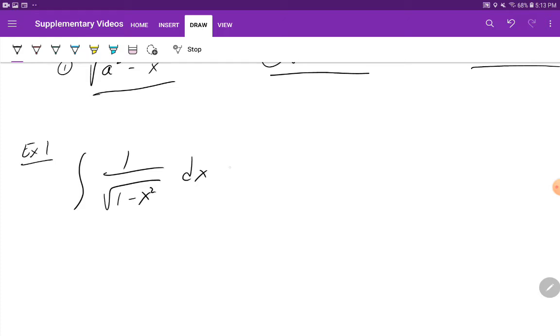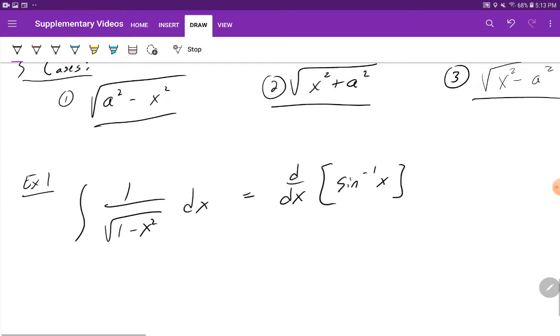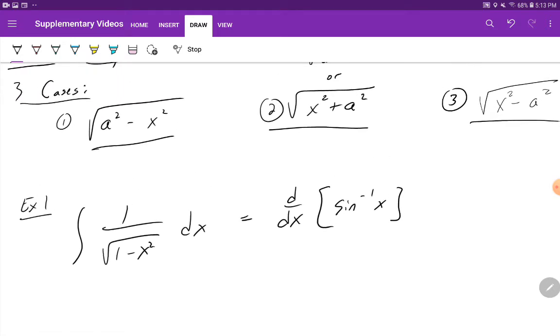If you remember from hopefully Calc AB or BC, you learned that the derivative of the inverse of sine is equal to 1 over root 1 minus x squared. The derivative of cos inverse is the same thing, but negative. And the derivative of tan inverse is 1 over 1 plus x squared. Hopefully you remember that, but we're going to show this using trig substitution. All right? So watch. Here we go.